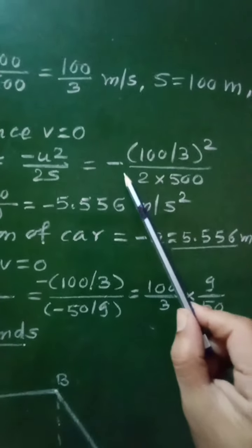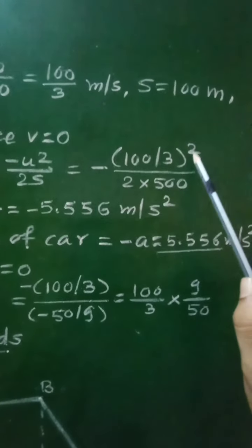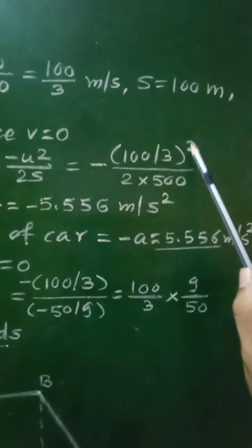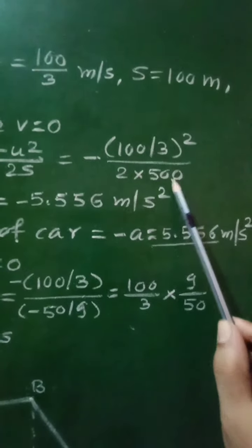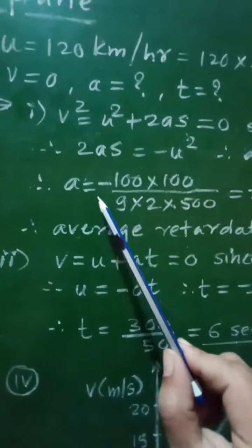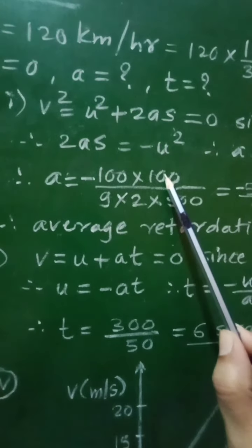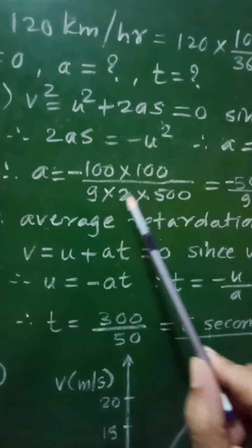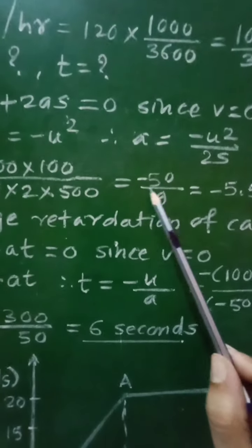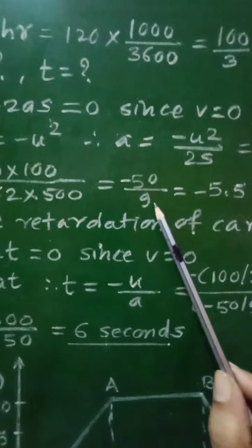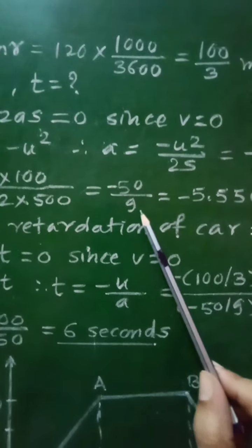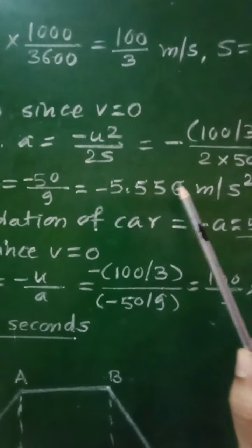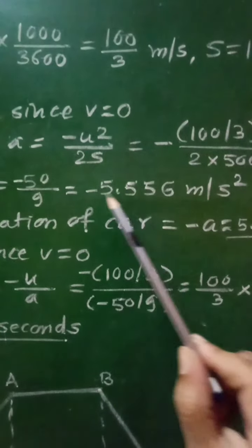Which will be equal to minus (100 by 3) square upon 2 into 500, which comes out to be a equal to minus 100 into 100 upon 9 into 2 into 500, which comes out to be minus 50 upon 9, which will be equal to minus 5.556 meter per second square.